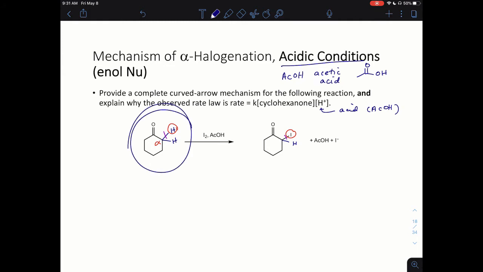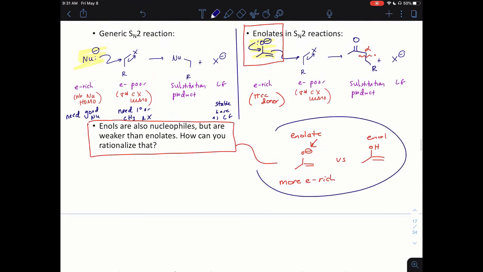Plus, this is not a nucleophile. So you need to make it a nucleophile. And then you have two choices. You're going to make it the enol or the enolate. We're under acidic conditions. It's going to be the enol.